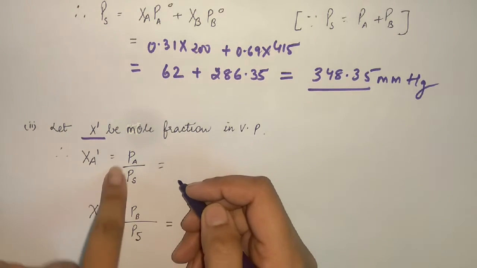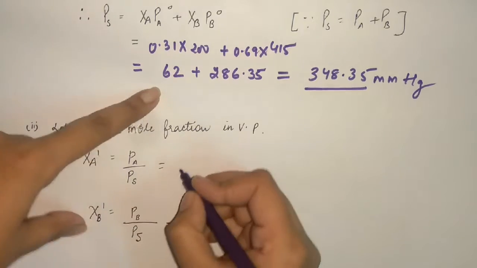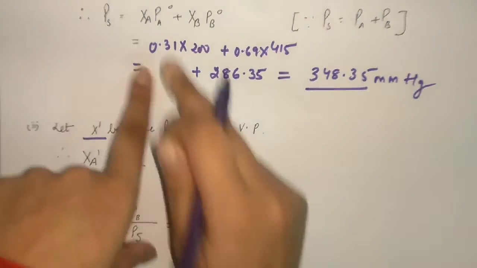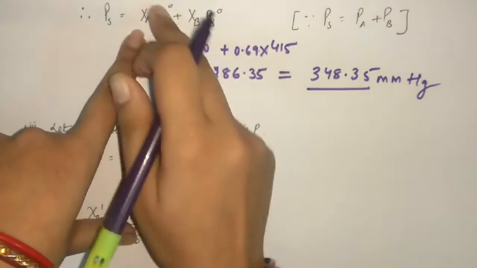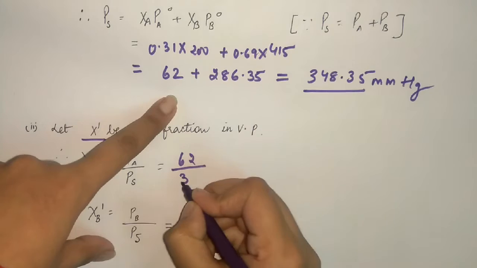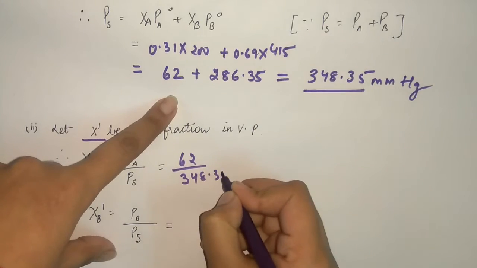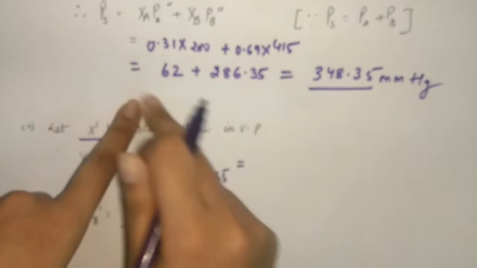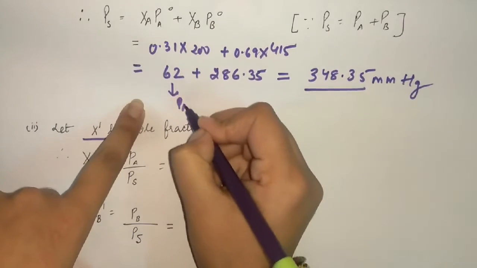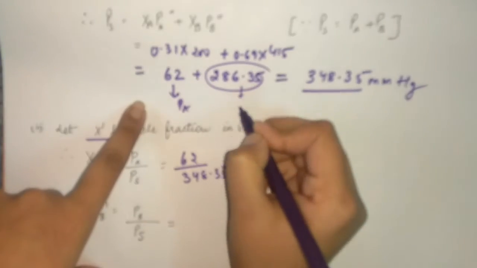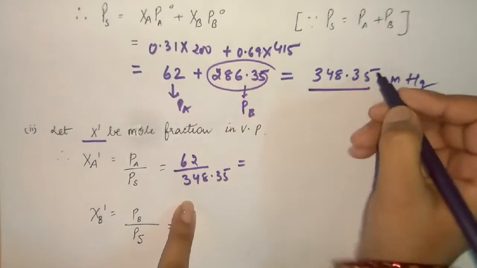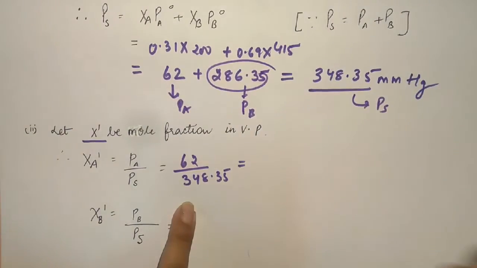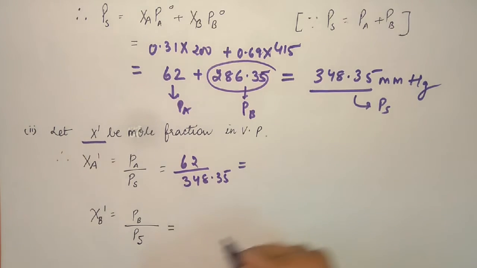So what is PA over here? What was PA? 62. And just now, X into PA naught is PA. 62 divided by 348.35. Are you following this? This is PA. This is PB. And this is P total. Yes or no? So simply divide.